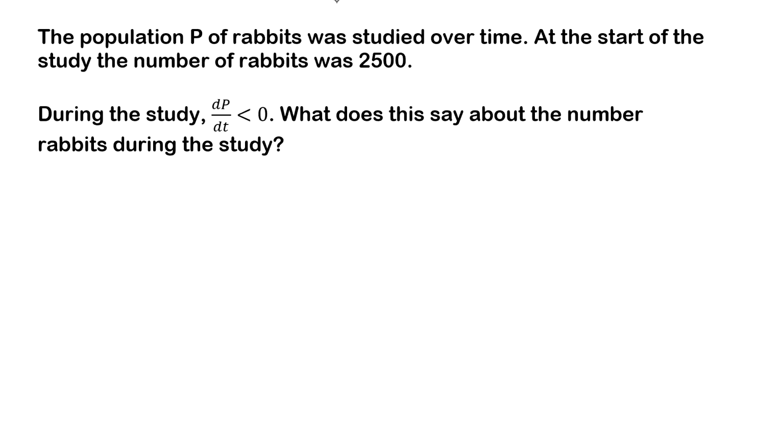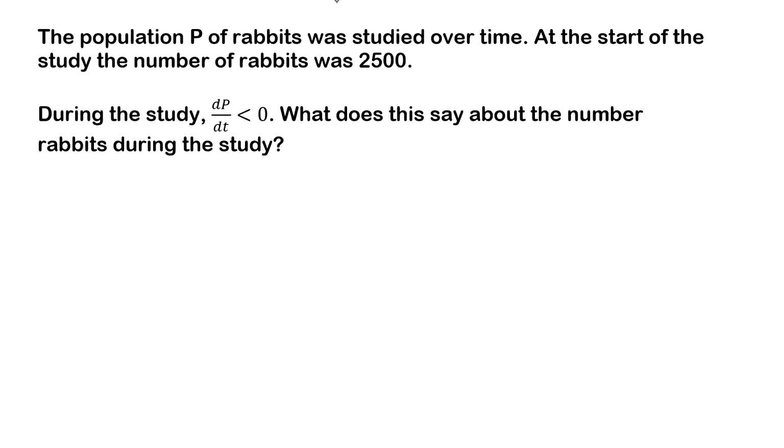So now we're looking at a population question. So we have a population of rabbits, and this was studied over time. And at the start of the study, there was 2,500 rabbits. During the study, the first derivative was less than 0. So what does this mean about the number of rabbits during the study?